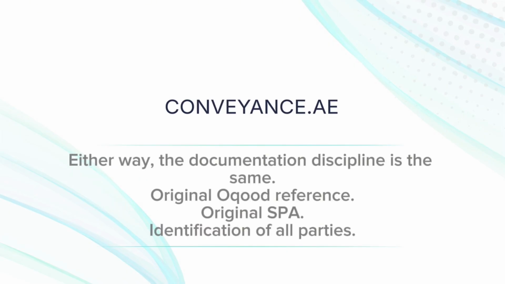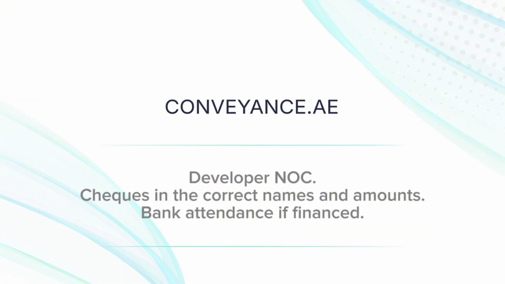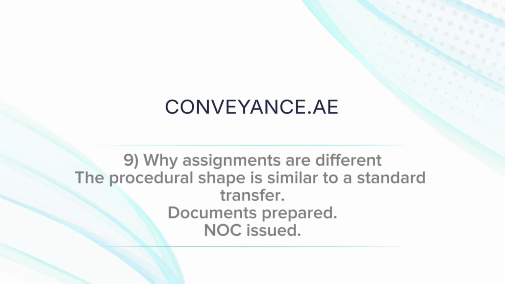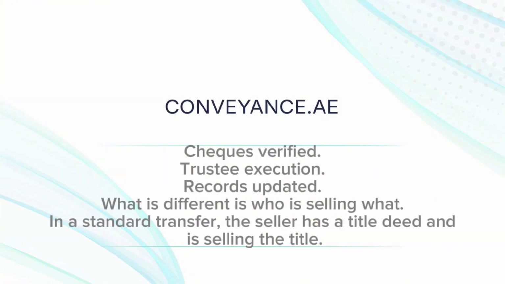Either way, the documentation discipline is the same. Original OCUD reference. Original SPA. Identification of all parties. Developer NOC. Checks in the correct names and amounts. Bank attendance if financed. 9. Why assignments are different. The procedural shape is similar to a standard transfer. Documents prepared. NOC issued. Checks verified. Trustee execution. Records updated.